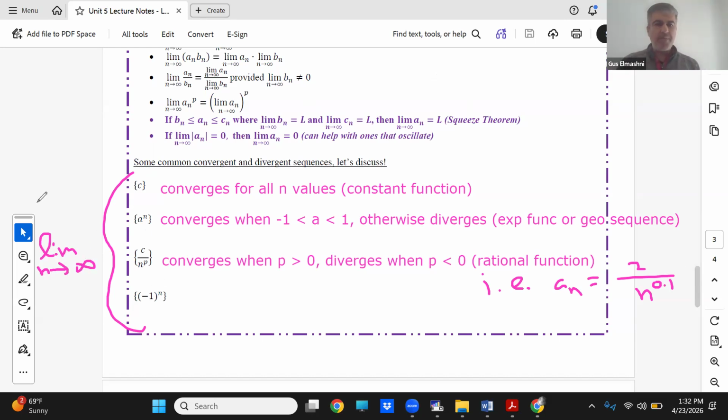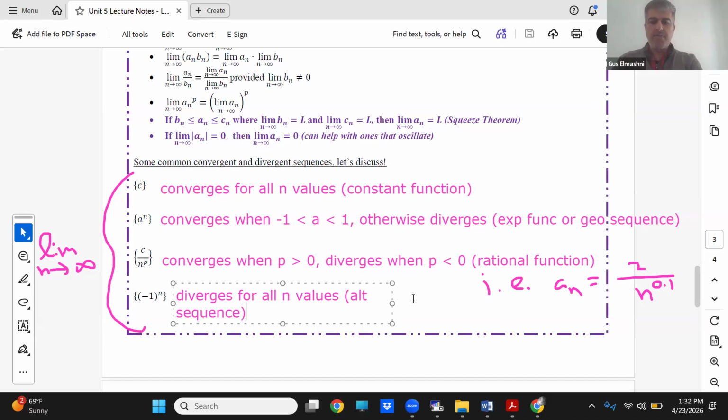And in here, this diverges for all n values. So alternating sequence. So that's kind of just some common ones. Orbits. Cool. Okay.